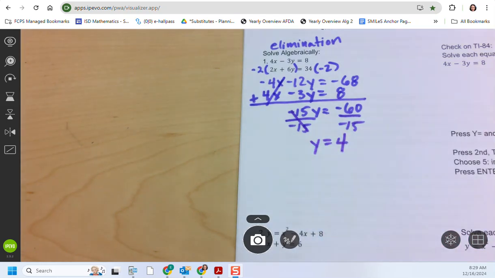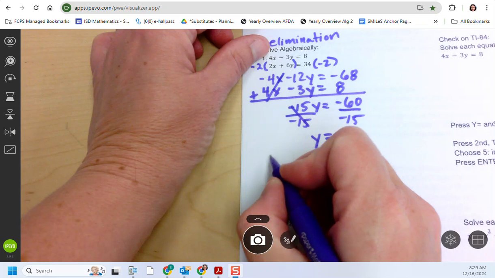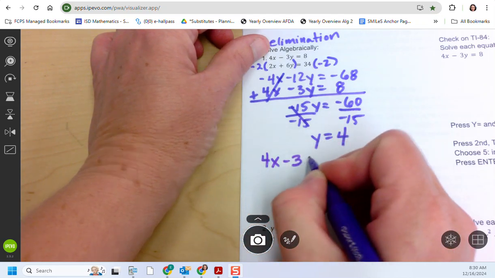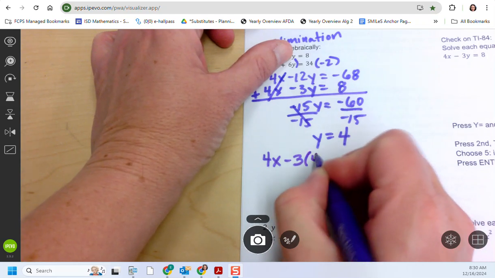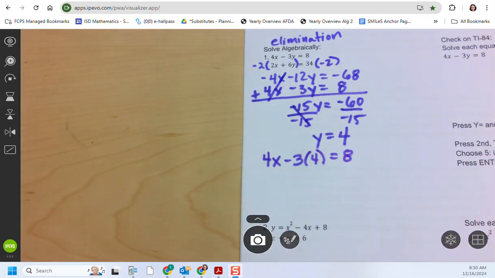How many people got that far already? Y equals 4? Anybody get that? Good. All right, putting the 4 back into one of the equations, which one should I pick? It doesn't matter. The top one? Okay. So I'm going to use the top one. If you chose the second one, that's also fine. Instead of the y, I'm putting in 4 because that's what the y is. And then multiply.